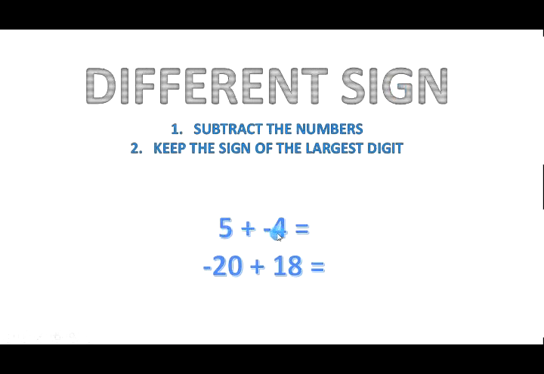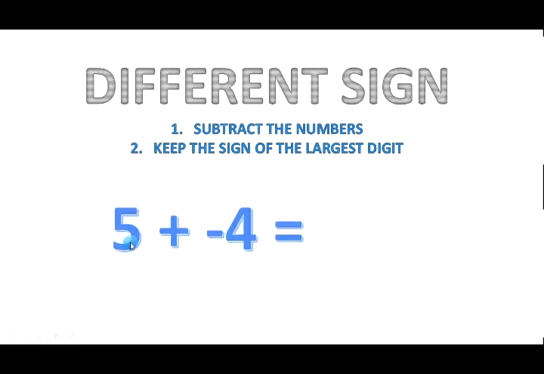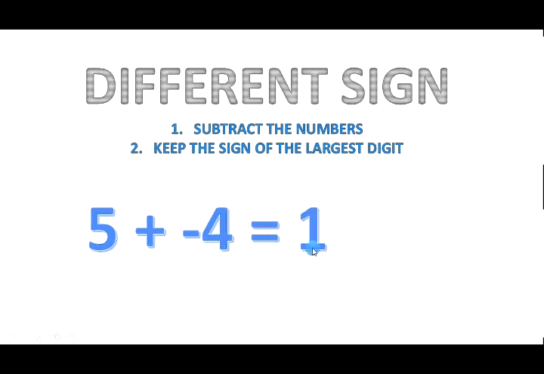Different signs. If there's one positive and one negative, the rule is subtract the numbers and then keep the sign of the largest digit. Subtract the numbers. 5 minus 4 is 1. Keep the sign of the largest digit. Well, 5 is bigger than 4, so 5 is positive, so I would leave this as a positive 1.